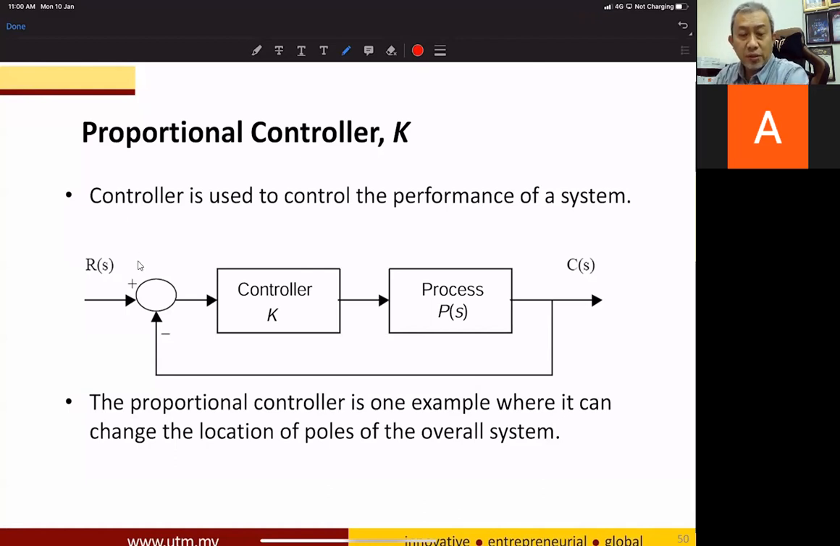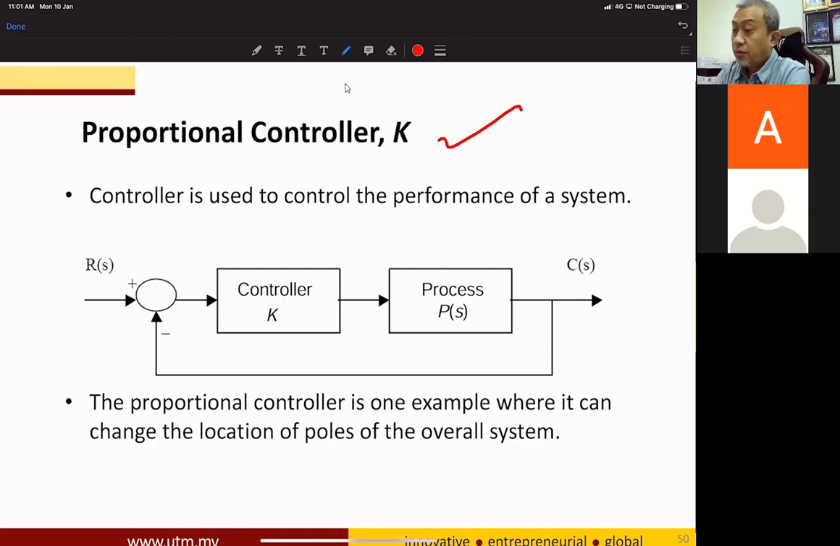Okay, we continue our lecture by looking at the proportional controller. Can you see the slide? Yes, can. Okay, as you know, a controller is used to control the performance of a system.